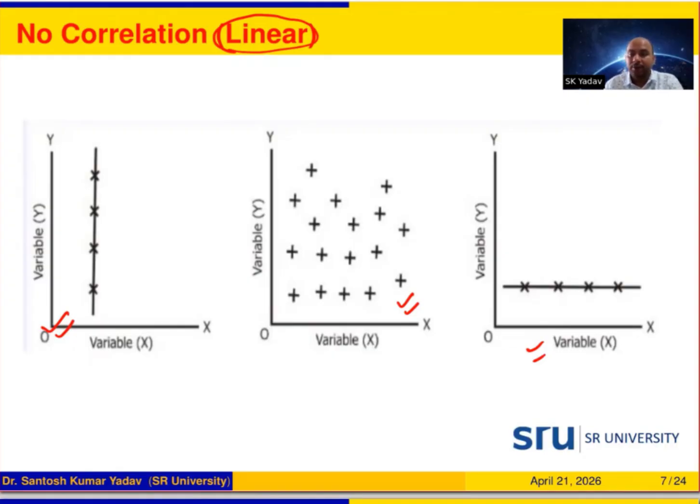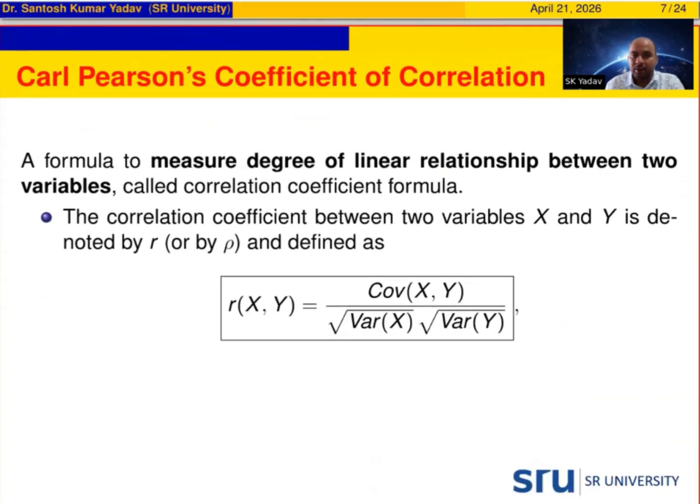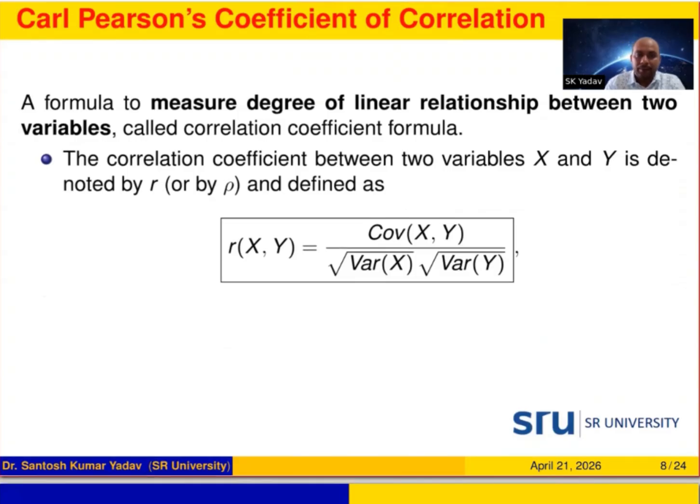The coefficient of correlation, given by Karl Pearson, a famous mathematician and statistician, is a formula for computing a linear correlation between two variables. That is called the coefficient of correlation. It's a mathematical measure of linear correlation. Remember the word linear correlation.